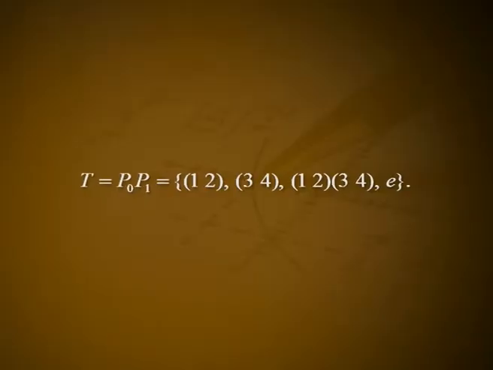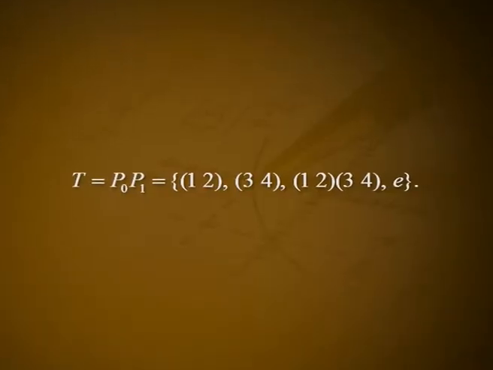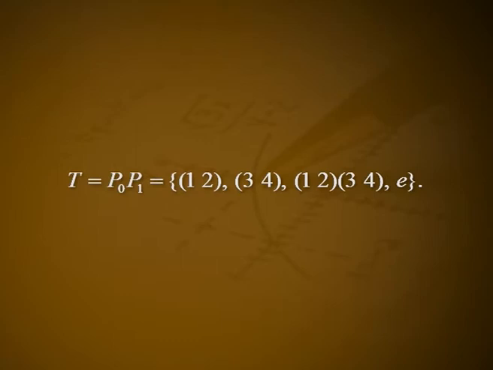Then P1 = σ P0 σ⁻¹ is equal to the cyclic group generated by the cycle (3 4). Our 2-Sylow subgroup is then the group generated by the product of the cycles (1 3)(2 4), and T = P0 P1, that is equal to the set consisting of (1 2), (3 4), the product of the cycles (1 2)(3 4), and the identity permutation.